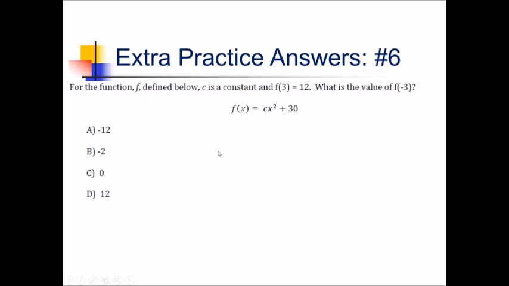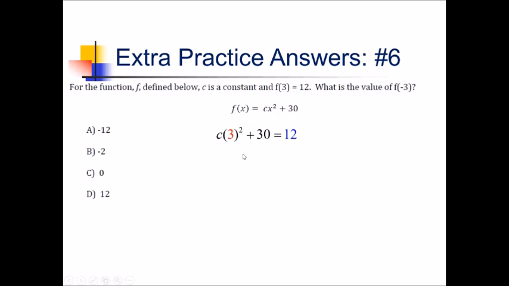So to get this information, I have to first figure out the value of c, and I can do that by using f of 3 equals 12. This is saying when I plug in the x value 3, this gives me back an output of 12. So I can write c times 3 squared plus 30. This is again plugging in the x value 3 into this function. And I can say that that equals 12. f of x needs to be 12 whenever x is 3. So this is the equation I set up using this information up here.